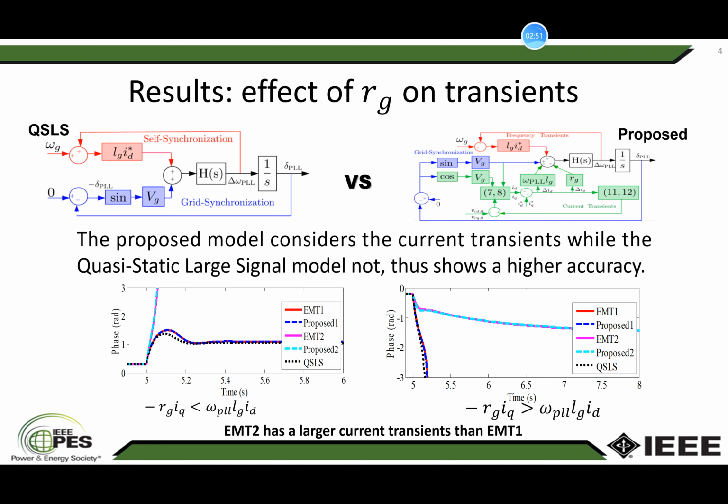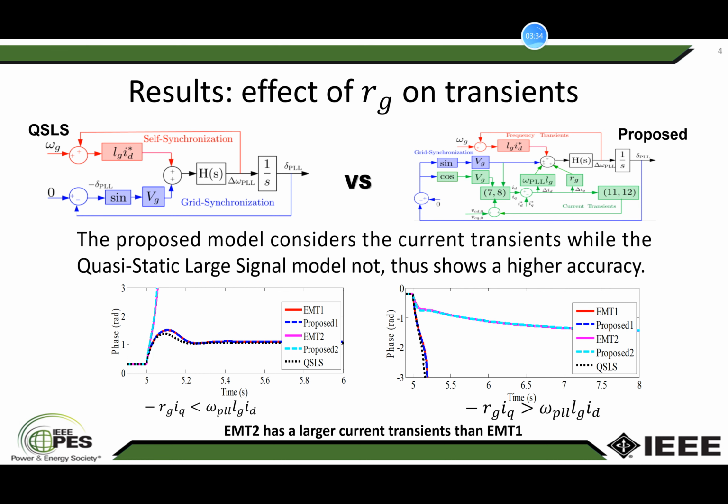Another result shown here is the effect of resistance on the transient. The left-hand side is the second-order model with no consideration of the current transient. It assumes that the converter is an ideal current source and outputs constant current. However, in reality, at the instant of the fault occurrence, the fault current is inevitably bumped up and then limited through the converter current controller. However, during this process, the excessive current will boost the phase and maybe lead to instability.